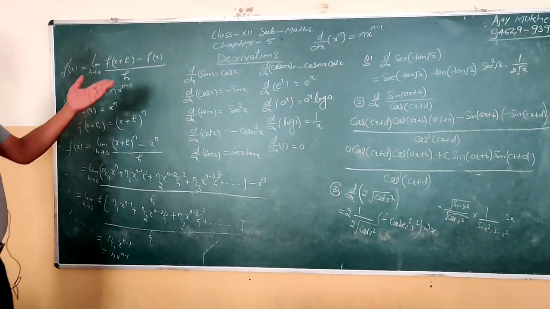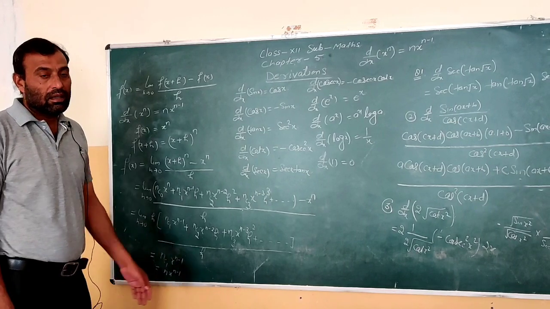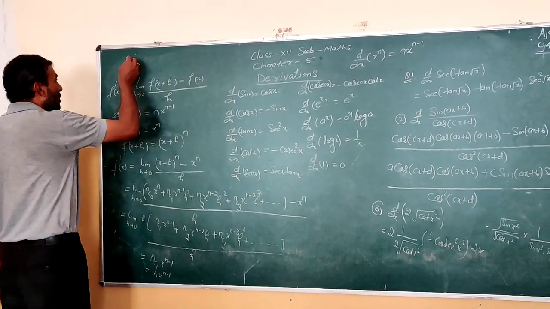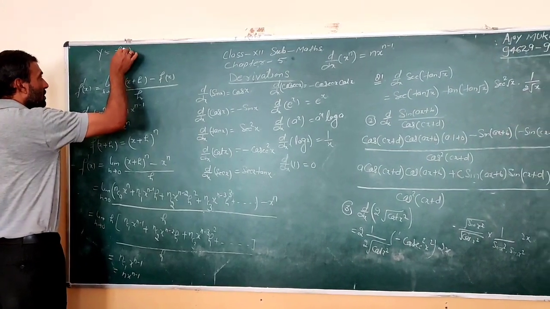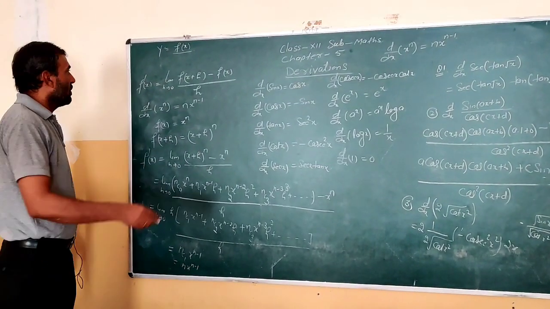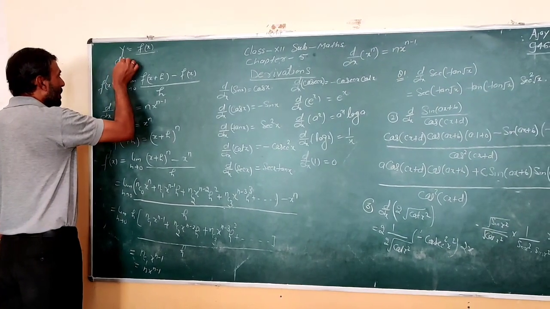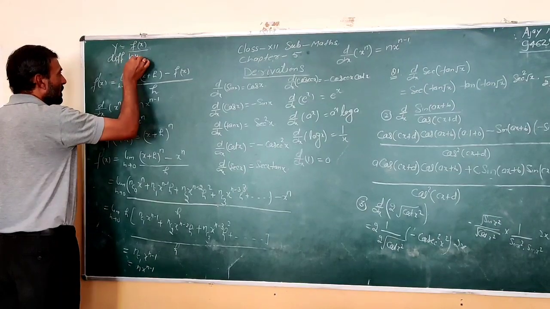Now this is the chapter 5 derivations. So we have to start here derivation. So you know that y is equal to f(x). This is the function of x is equal to y. So differentiate with respect to x. We are writing, and this will differentiate with respect to x.